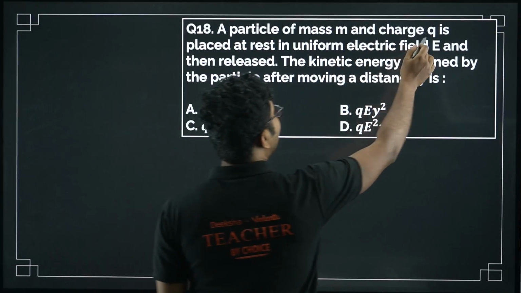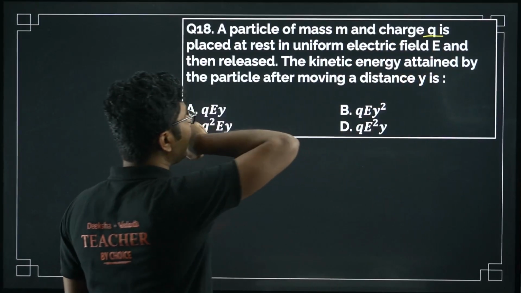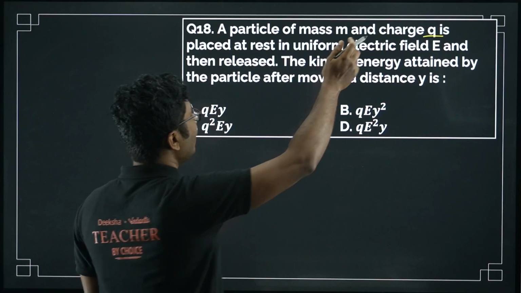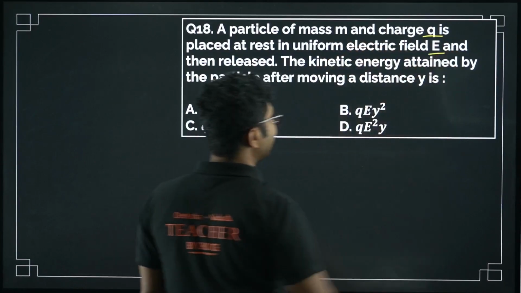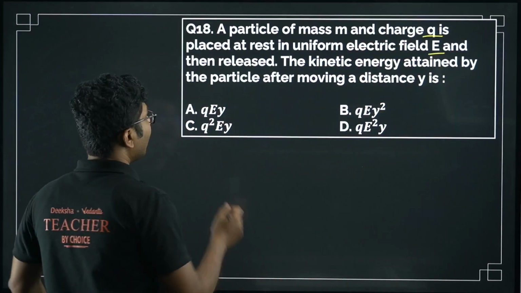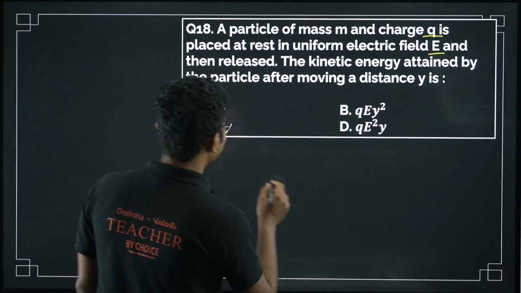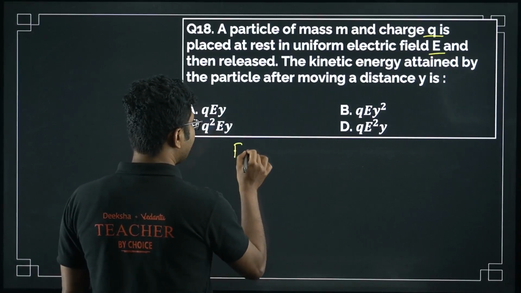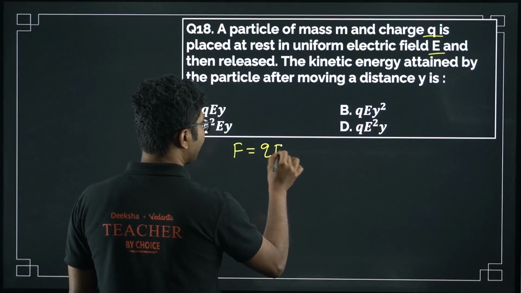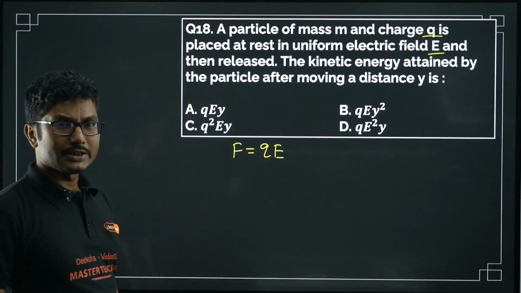So the charge is Q. The easiest way to do it is: charge is Q, electric field is E. So what is the force acting on it? The force acting on the charge is Q into E.